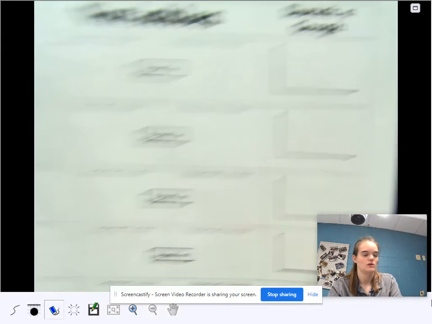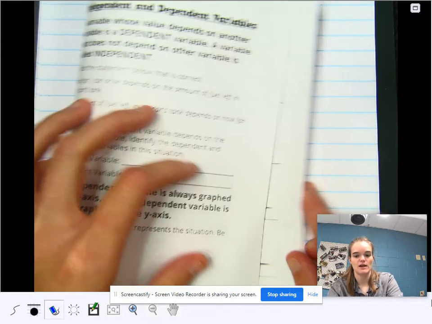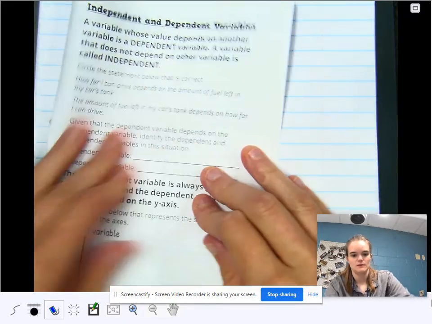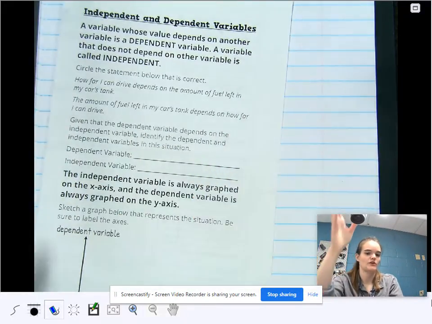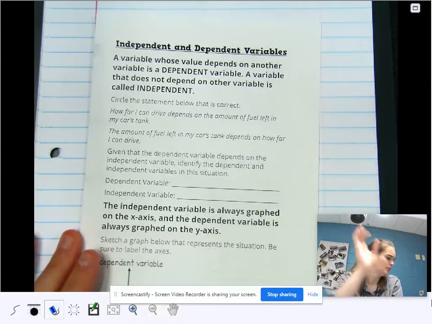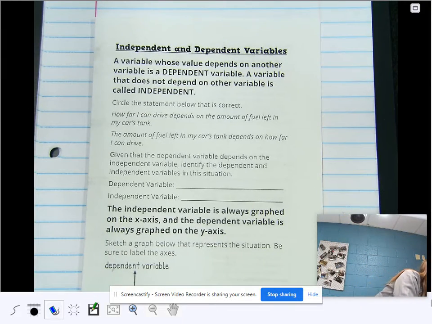So if you've got this, fold it in half. And we're going to be talking about independent and dependent variables today. I'll get my highlighters out. You're going to want some highlighters.